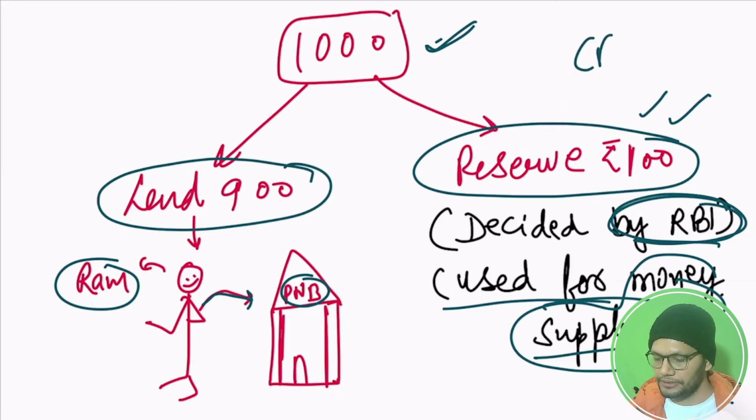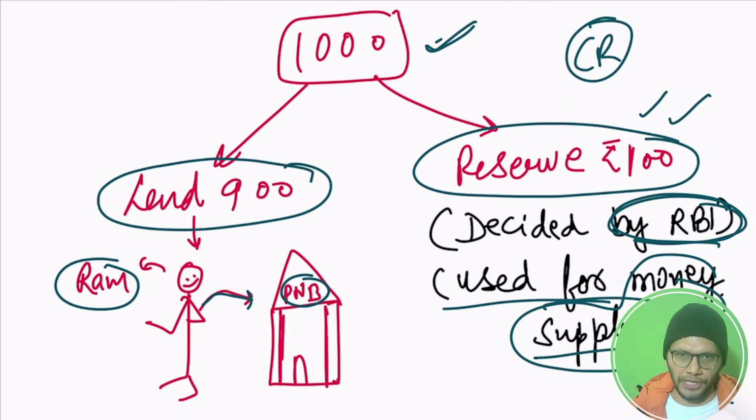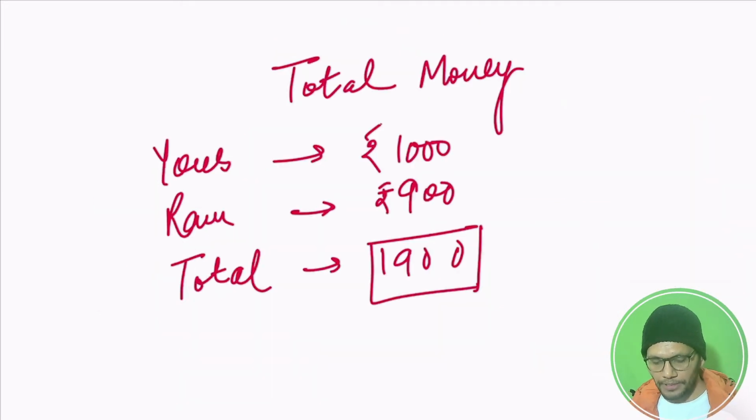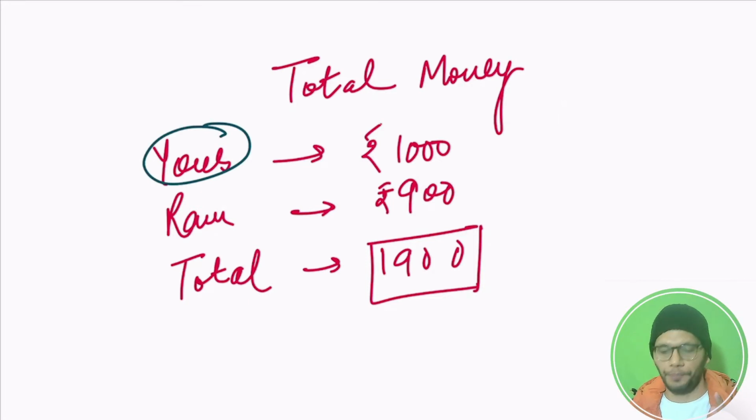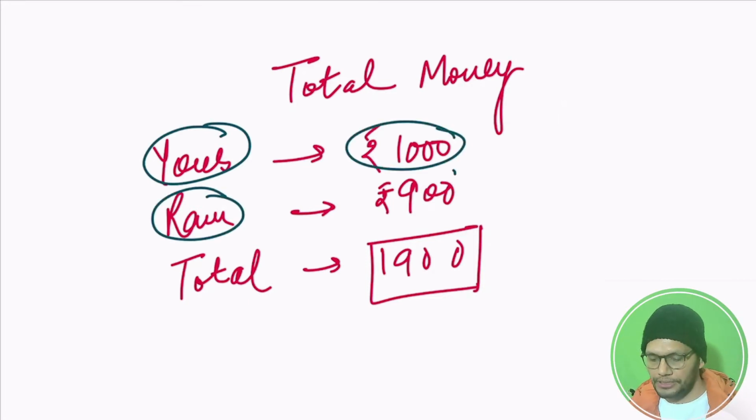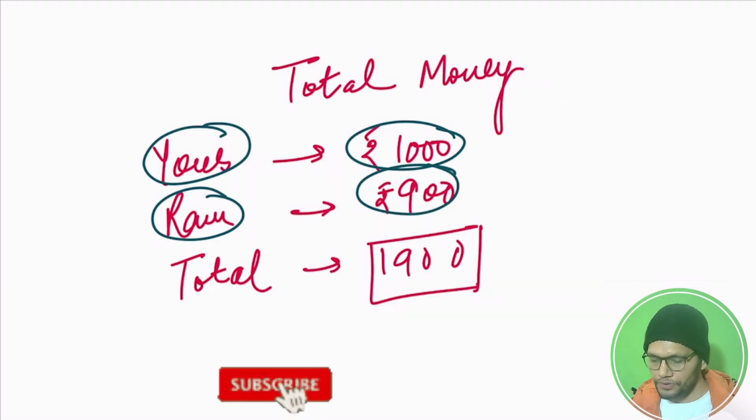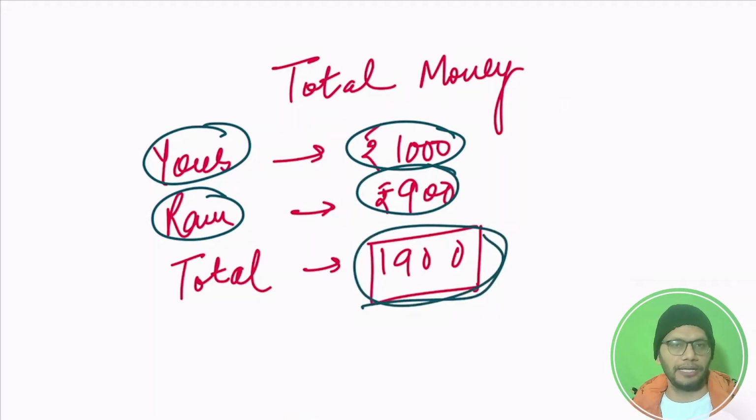But if the cash reserve ratio or overall reserve ratio is very low, it means the bank has more money to lend and it will increase the money supply in the market. So this cash reserve ratio or statutory liquidity ratio is used by the RBI to increase or decrease the money supply in the market. How much total money does the bank have now? You had 1000 rupees and you deposited it in the bank. Now Ram has also deposited 900 rupees with the bank. Now there are a total of 1900 rupees in the banking system.